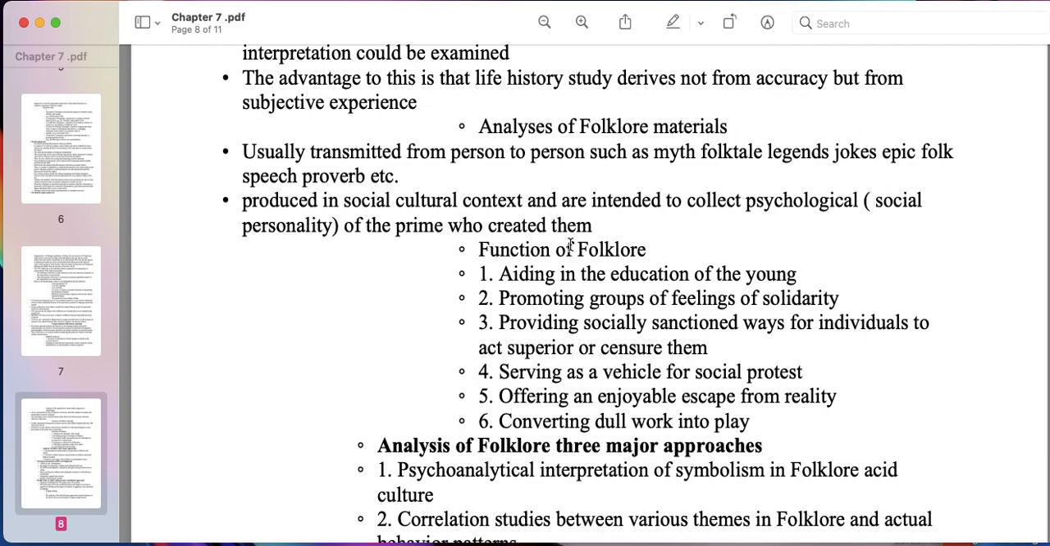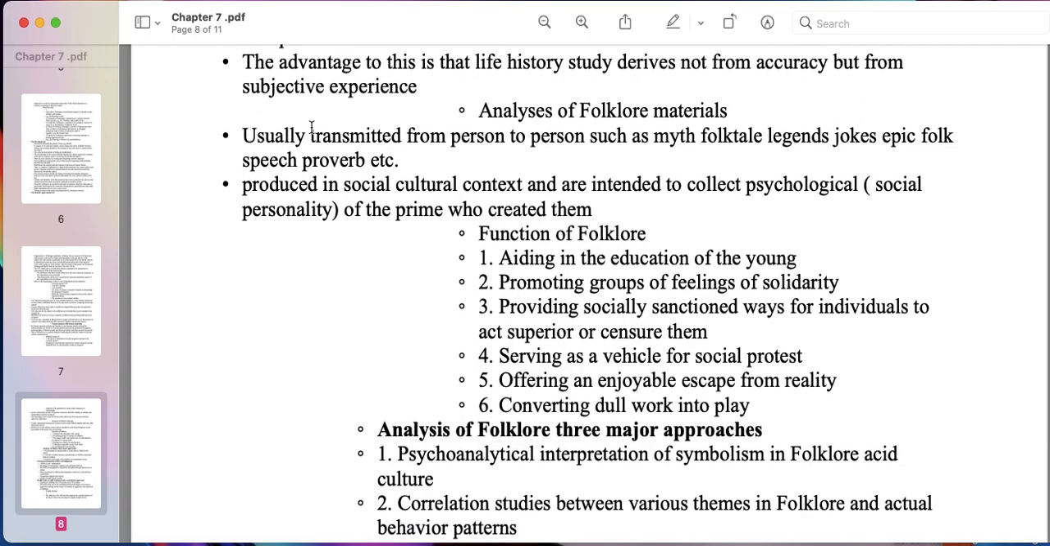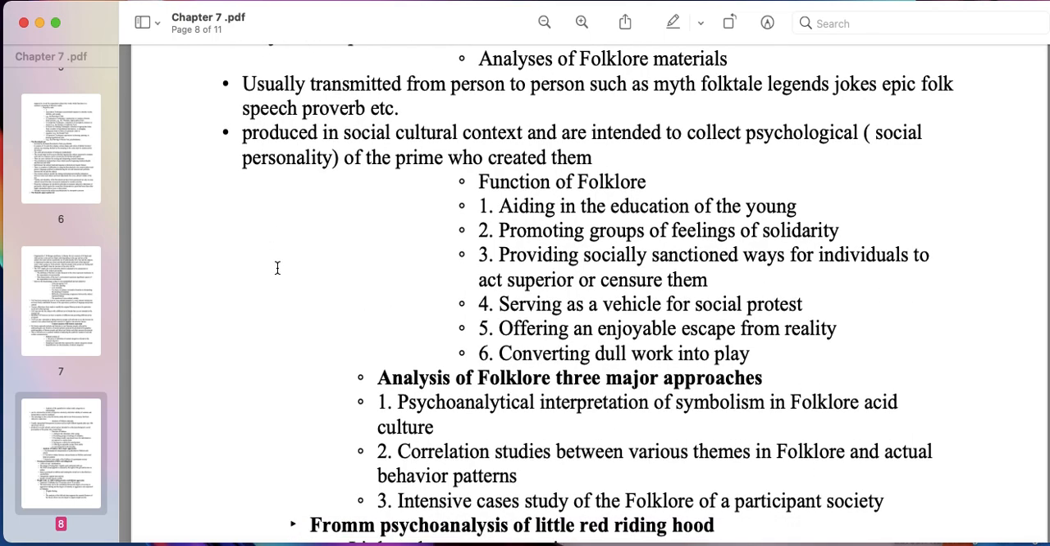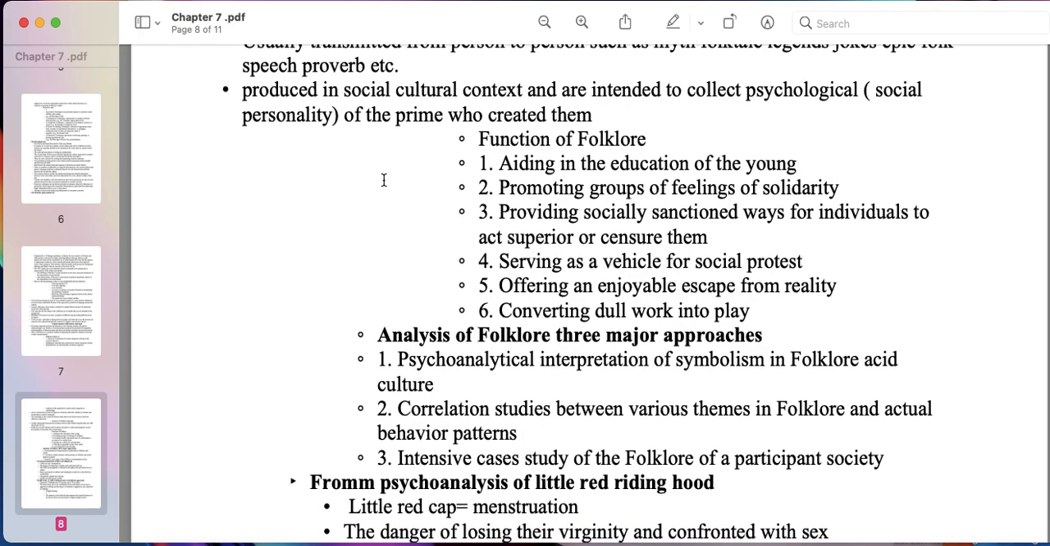And then we have analysis of folklore materials. This is usually transmitted from one person to another, and it comes in forms of myth, folk tales, legends, jokes, epics, speech, proverbs. And then it's produced in a social culture context and is intended to collect the psychology of the people who created it. It's about social personality, because they're trying to understand the subject's culture, and you're not trying to understand the subject itself, but more the people around them and how they work.